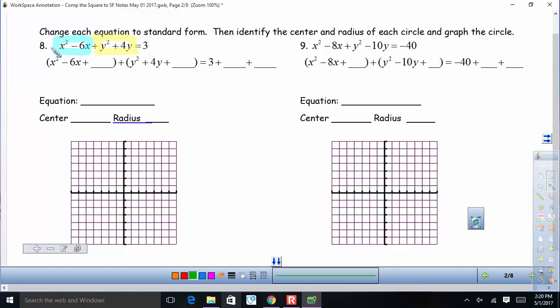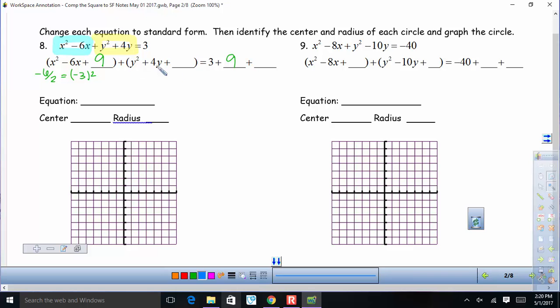So in my x's, my negative 6 is my b, so I do negative 6 divided by 2, and it gives me negative 3. Then I square negative 3, and it gives me 9. So if I add 9 on my left-hand side, I also have to add 9 to my right-hand side. So you put it in both blanks, one on the right side, one on the left.